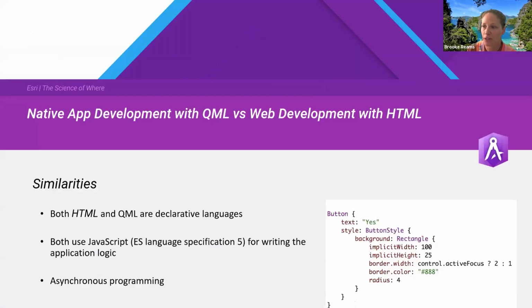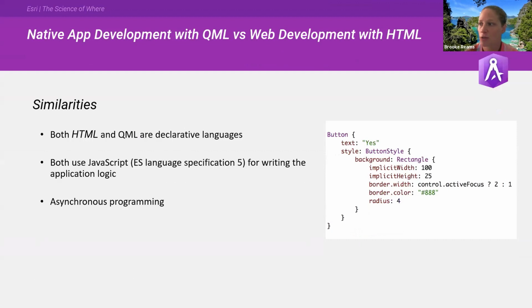So first, just an overview. For those of you who are familiar with web development, how is native app development with QML similar to web development with HTML? Well, both HTML and QML are declarative languages. We're going to talk a little more on an upcoming slide about what a declarative language is, but it's an easier approach than the opposite, which is an imperative approach. Declarative languages tell what to do, whereas an imperative language tells how to do it. And again, we're going to look at exactly what that means in an upcoming slide.